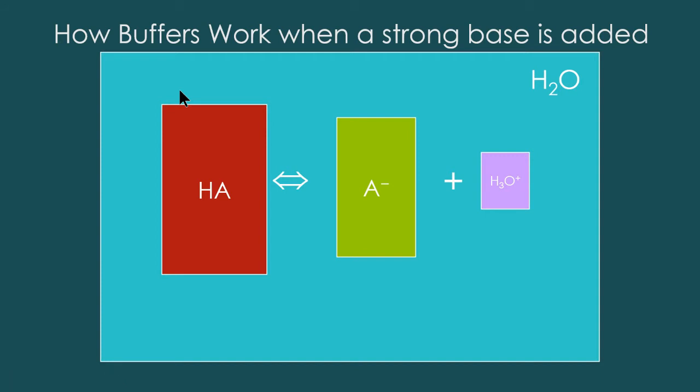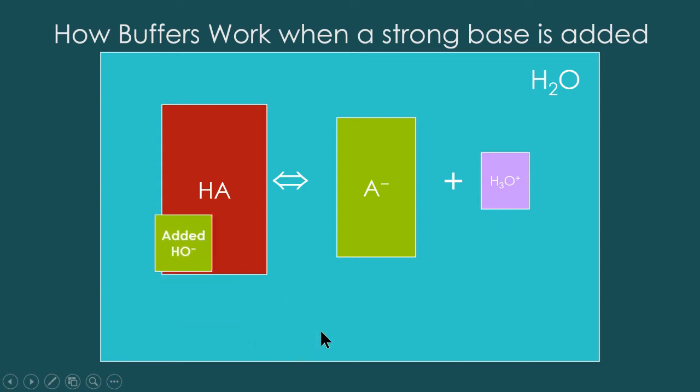So here, let me start again so you can see the whole animation. Google Slides is still limited, as I mentioned. Here you have the base that's going to be added into the solution. This is already in equilibrium. So in equilibrium, you have your acetate, or your conjugate base, and then your hydronium ion concentration.